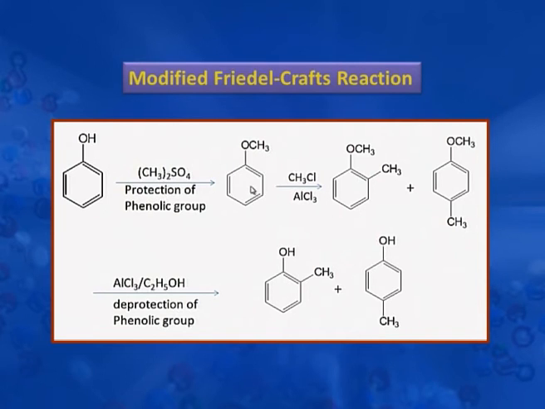Now, when we treat this methoxybenzene with methyl chloride in presence of aluminum chloride, the alkyl group comes at the ortho and para positions. In other words, we get orthomethyl methoxybenzene and paramethyl methoxybenzene, which upon deprotection generate orthomethyl phenol and paramethyl phenol. They are also called orthocresol and paracresol.